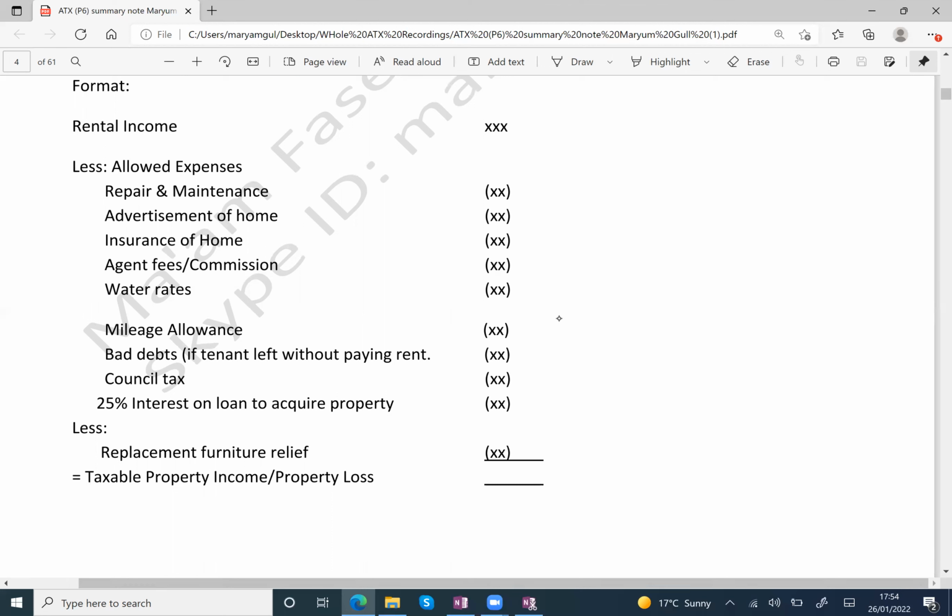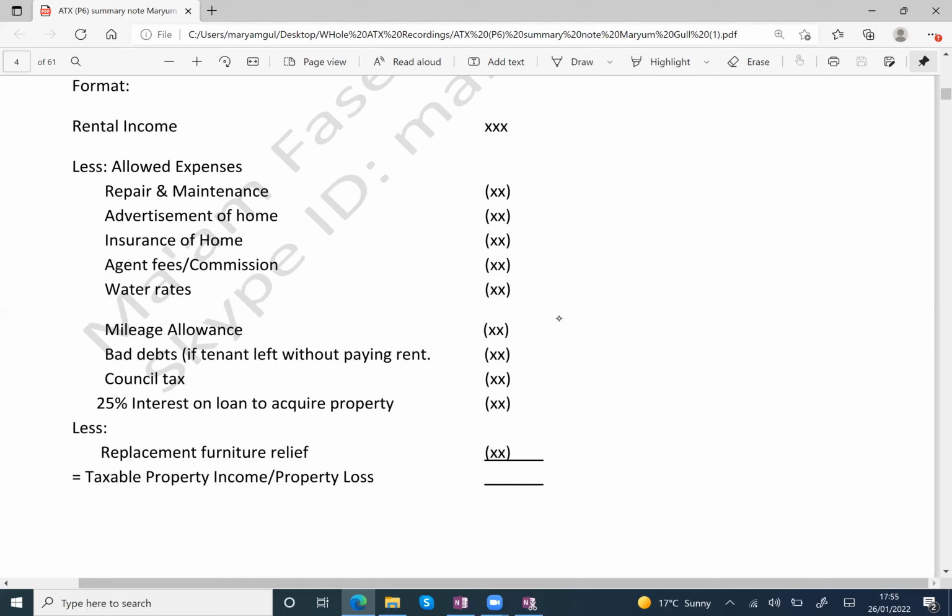Bad debt means, for example, your tenant left the property without paying you rent. For example, last month's rent he didn't pay and he just left. So that rent is bad debt. So bad debt you can also deduct as an allowed expense. Next, council tax. In the UK, the council will charge the property tax. It's called council tax. You can also deduct.